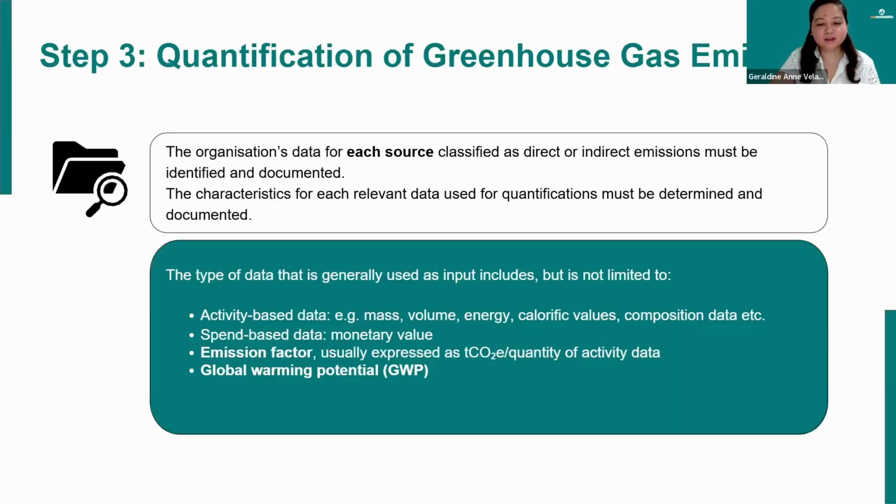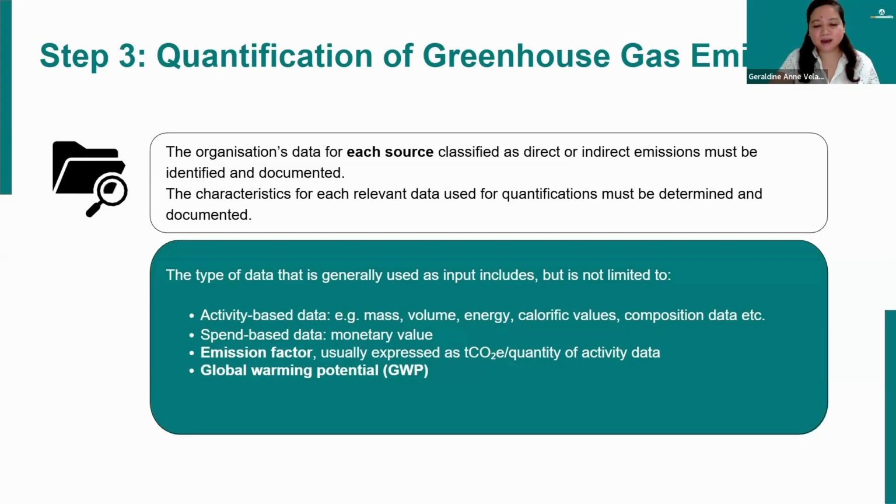Step three would be to quantify your greenhouse gas emissions. For every emission source identified, you must also define what kind of data it uses, where the data comes from, how reliable the data is, whether it needs to be estimated, and how often it will be collected. This ensures accuracy, consistency, and auditability. Types of data used for carbon quantification. When calculating emissions, four main types of data are required. The first would be activity-based data. This is the physical quantity of the activity causing emissions.